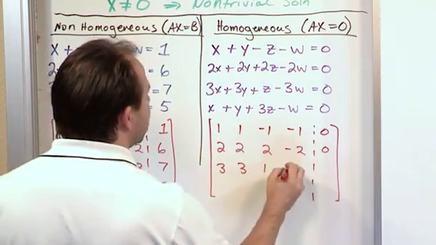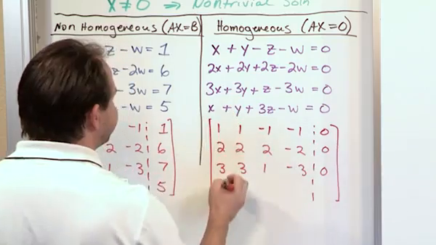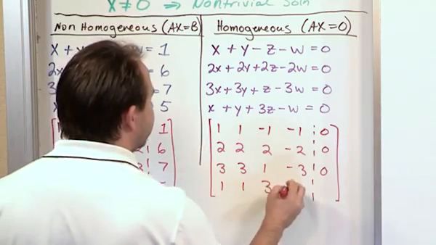3, 3, 1, negative 3, 0. 1, 1, 3, negative 1, 0.